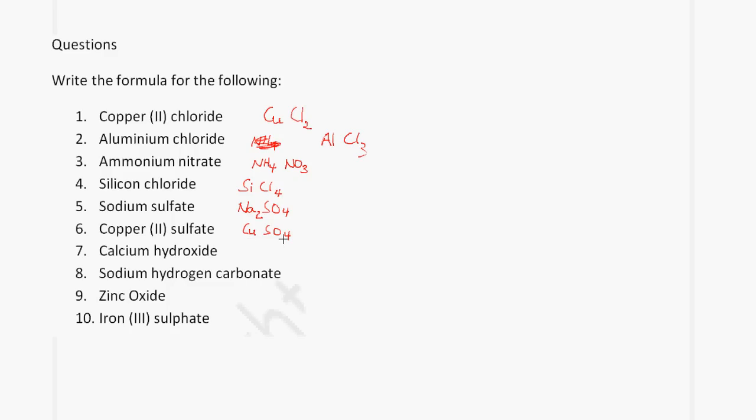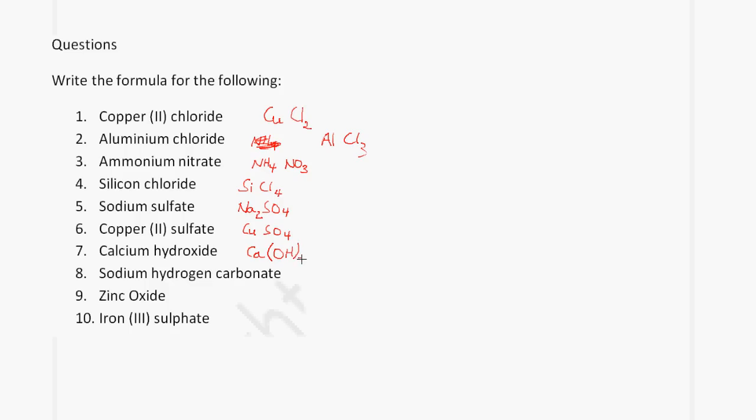Now calcium hydroxide. Symbol for calcium is Ca. The hydroxide is written as OH. Calcium has a valency of 2 and hydroxide has a valency of 1. So we have to swap it. So it'll be Ca(OH) taken twice. Be very careful when you have brackets.